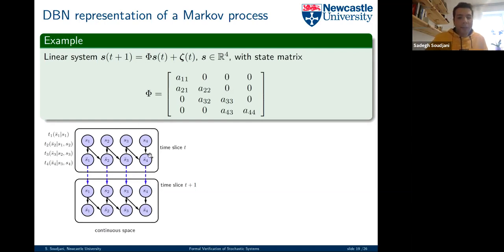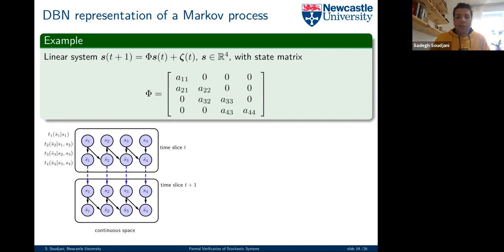Now, the same structure appears at time slice t plus 1, and we directly connect S1 bar, S2 bar, and so on to S1, S2, S3, and so on in the next time slice. These blue arrows show how we go from time slice t to time slice t plus 1. Here the main issue is that these random variables are still continuous. They have a continuous state space. The real line is their domain, and we have continuous density functions. It's not discrete yet.